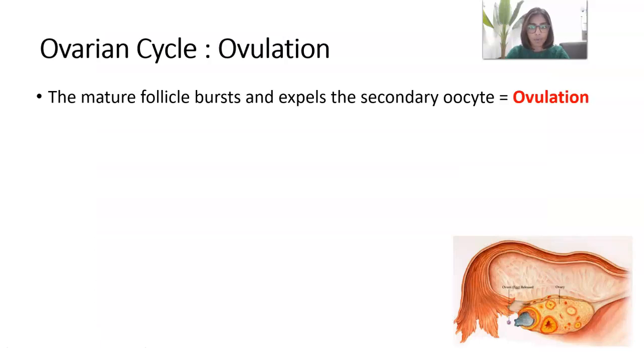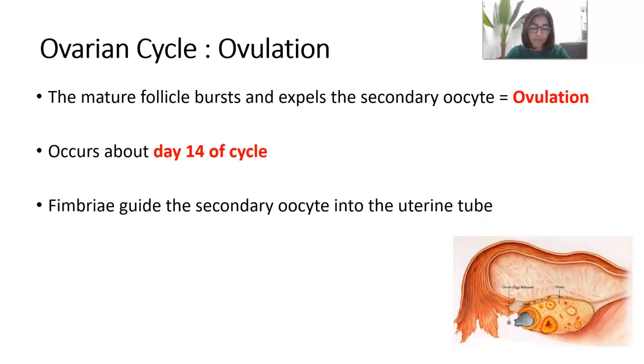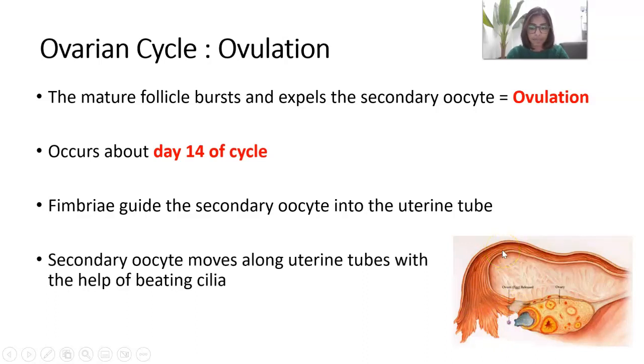Now at this point, the mature follicle will burst and that secondary oocyte will be expelled from the ovary and it will start to travel down the oviduct, and that is ovulation. It's really important to understand that this occurs roughly at about day 14, so halfway through the cycle. And the fimbriae of the oviduct will guide that expelled or ovulated egg down the oviduct ready for fertilization.